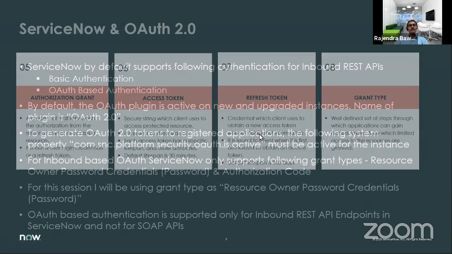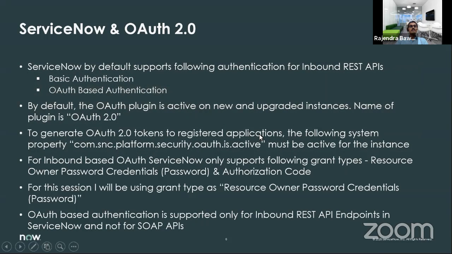Next slide. Now, how are ServiceNow and OAuth 2.0 related? ServiceNow by default supports the following authentication for inbound REST APIs: basic authentication and OAuth based authentication. The OAuth plugin is by default active on new and upgraded instances. The name of the plugin is OAuth 2.0. Just ensuring that the plugin is active won't be sufficient. You have to make sure that the property mentioned here is active so that the instance can generate the access token.